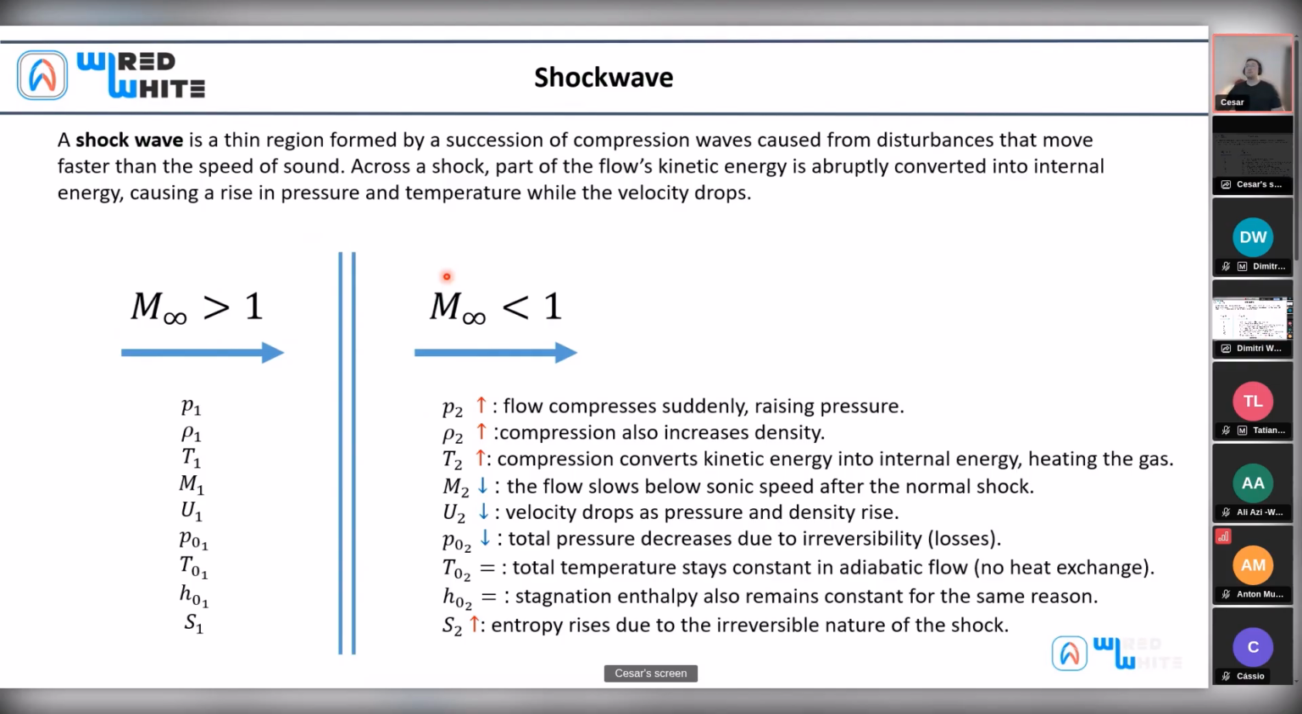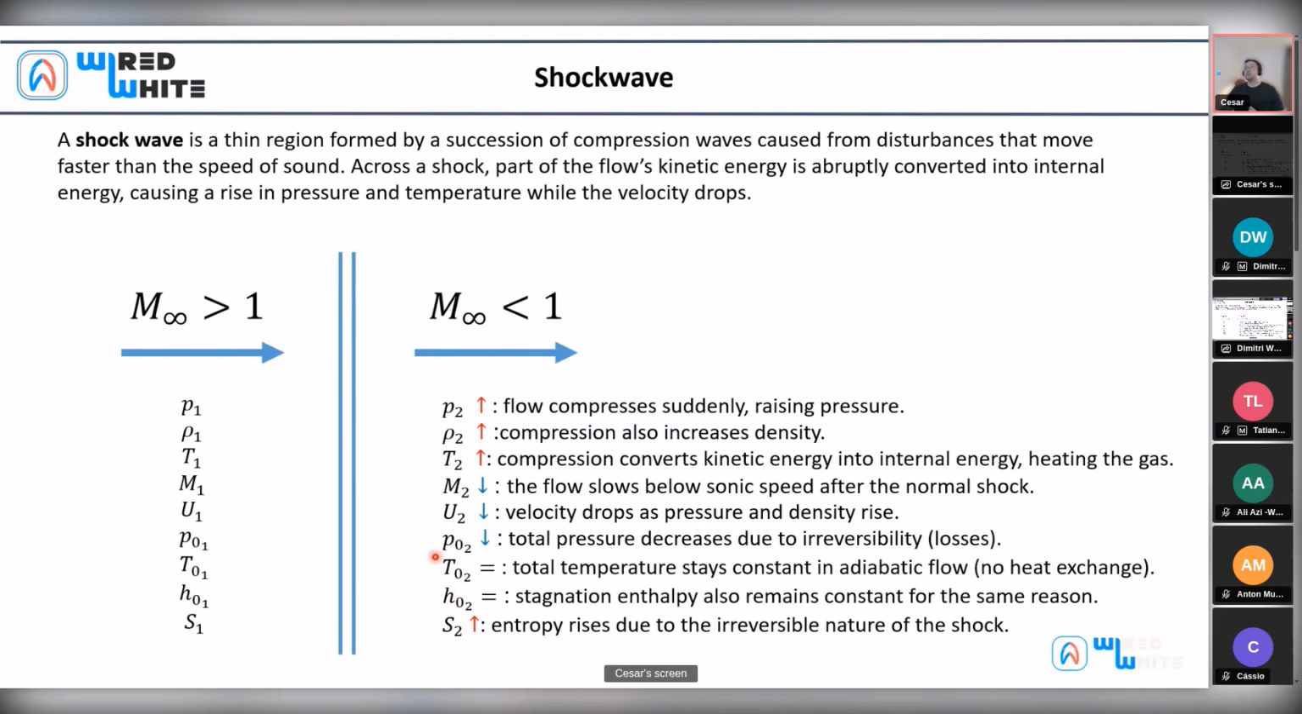Well, because of this compression, what occurs is the pressure rises abruptly, and also the density and the temperature, because the gas is suddenly compressed, and therefore what happens is that the Mach number is reduced. It loses velocity. We are dropping total pressure, which decreased due to these irreversibility losses.